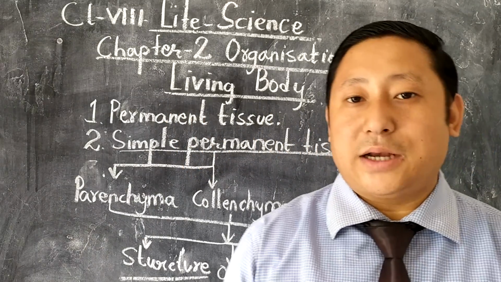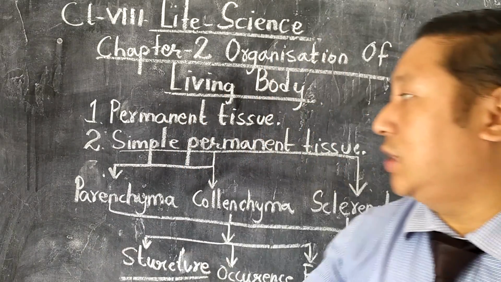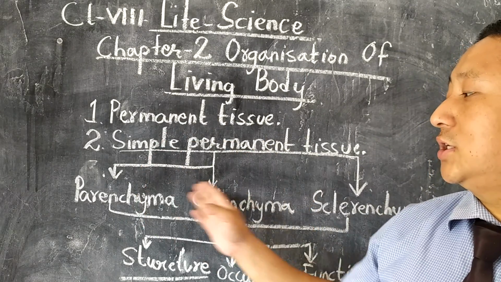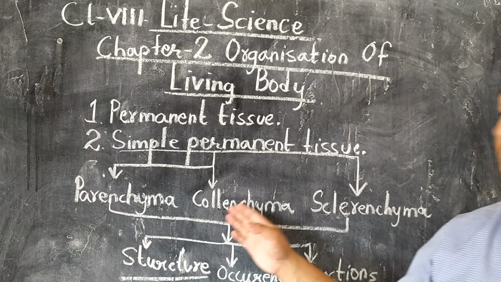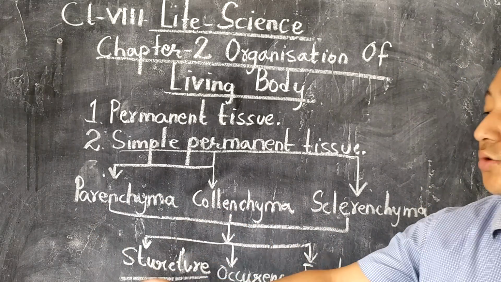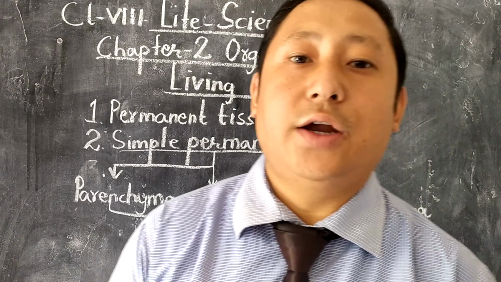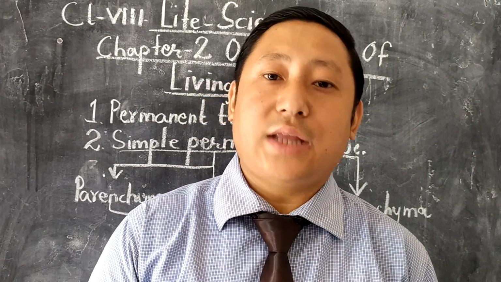So in this particular video, I have taught you about permanent tissue, simple permanent tissue. Simple permanent tissue are divided into three types, that is the Parenchyma, Collenchyma, and the Sclerenchyma. So I have talked about the structure, occurrence, and the function. So students, hope you have understood this chapter video. Thank you so much.